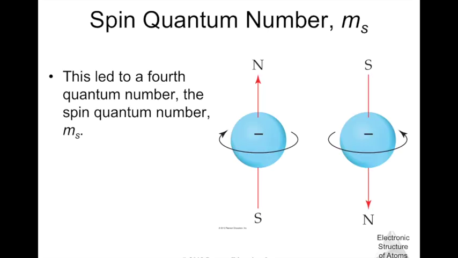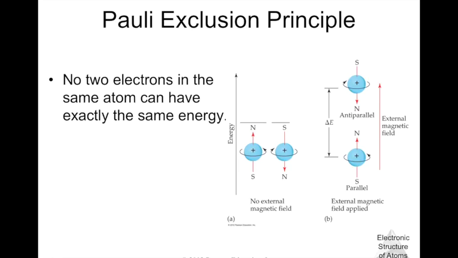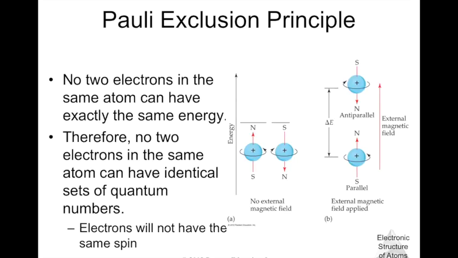And again, not really that important, but why do we talk about the spin? It becomes important with the Pauli exclusion principle, in that no 2 electrons in the same atom can have exactly the same energy. So we find that the electrons actually will have different spins, and thus slightly different energy levels. So yeah, electrons will not have the same spin. They can't have the same identical quantum numbers, so that small spin gives them different quantum numbers.